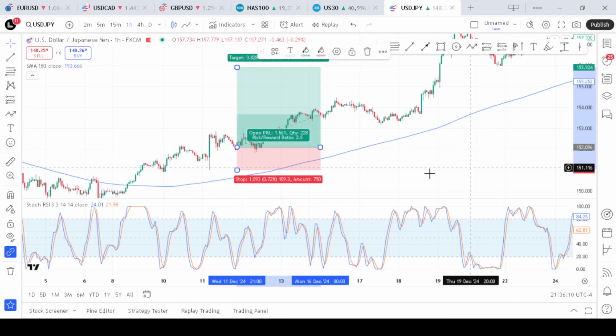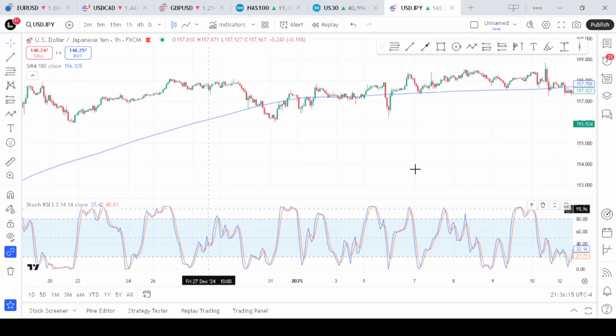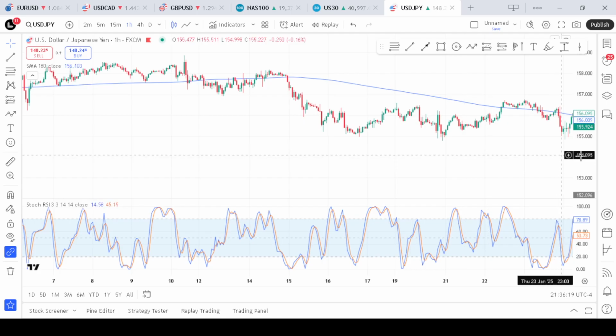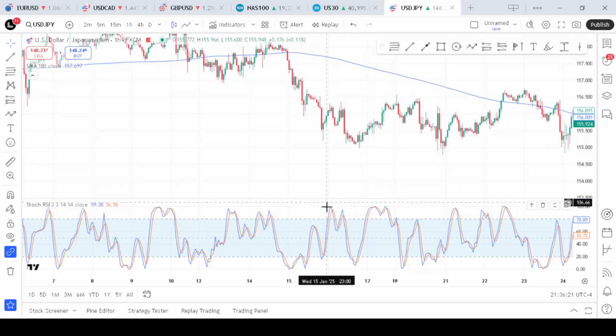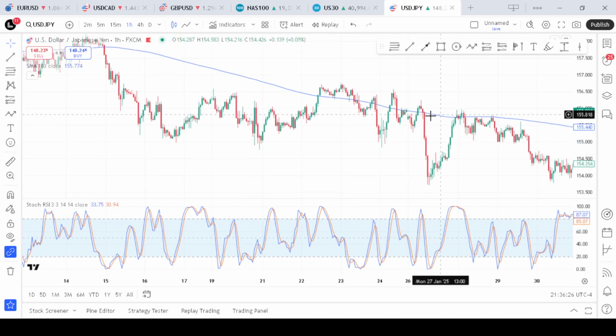While for a sell setup, the reverse is the case. We have to first of all wait for the stochastic RSI to climb to the overbought region, and as we can see at this area it is above 80, and this is an overbought region. This suggests that the asset is overbought.